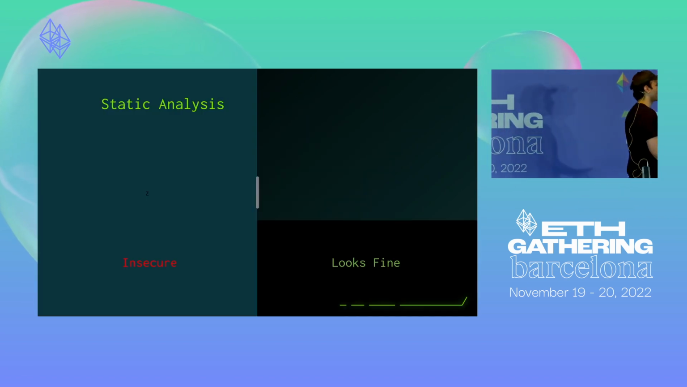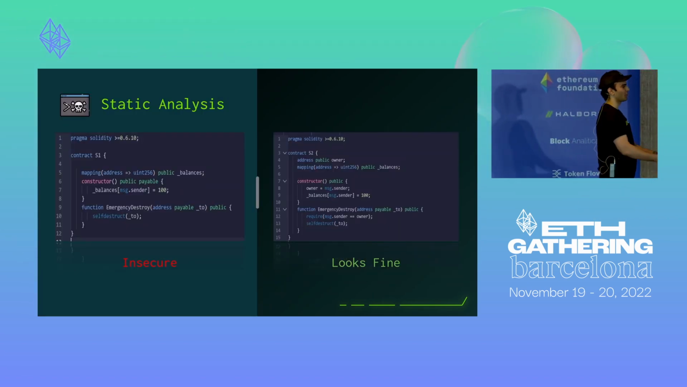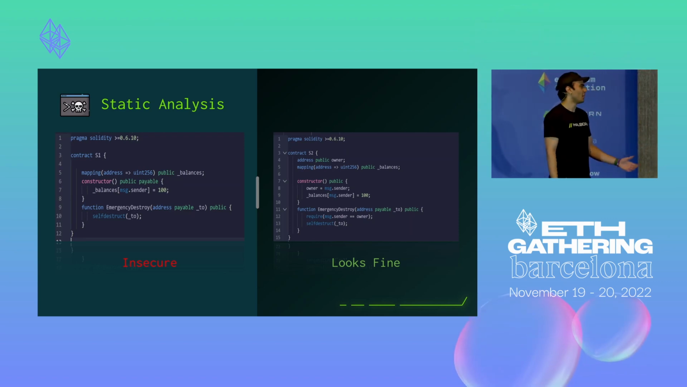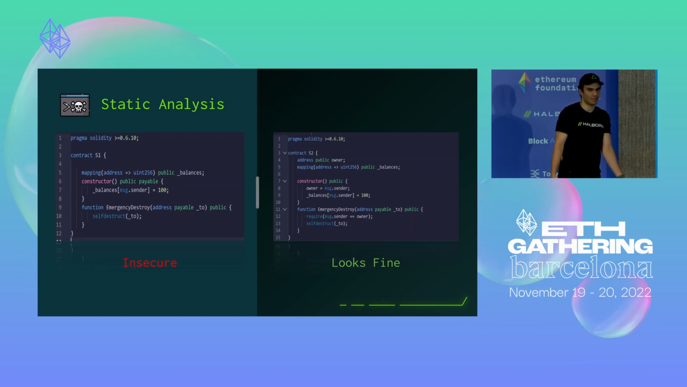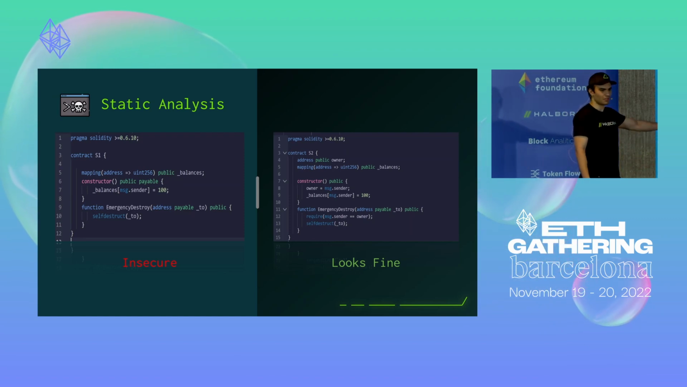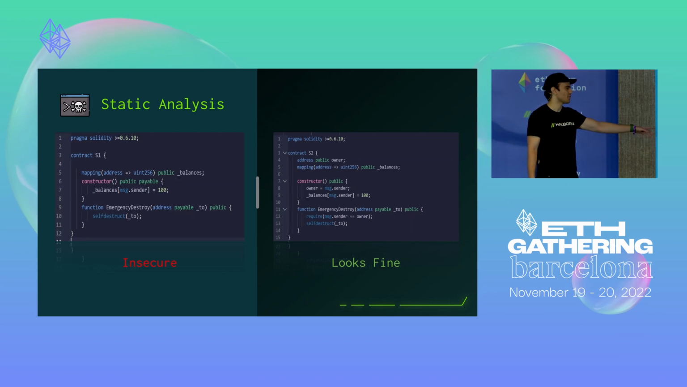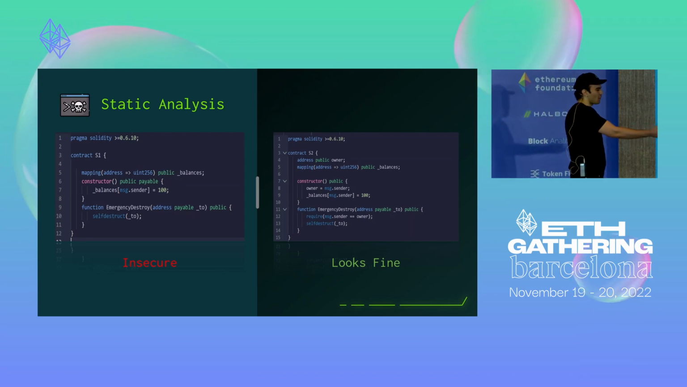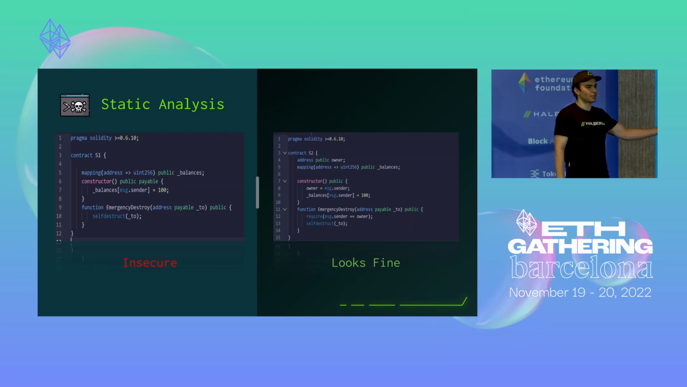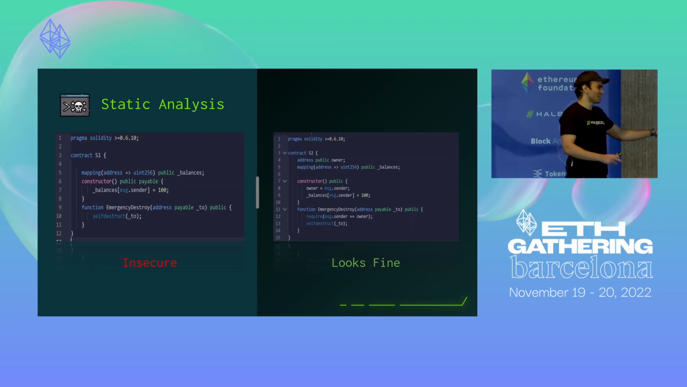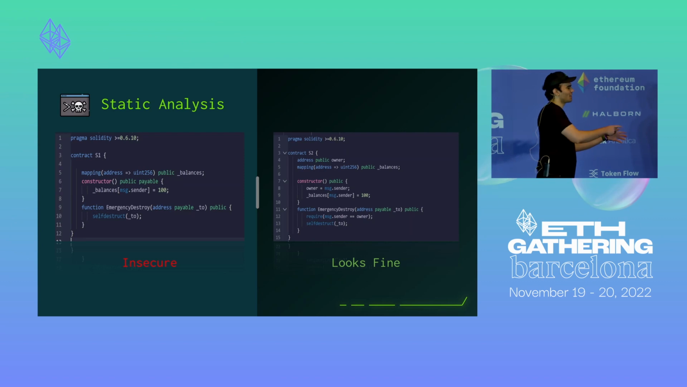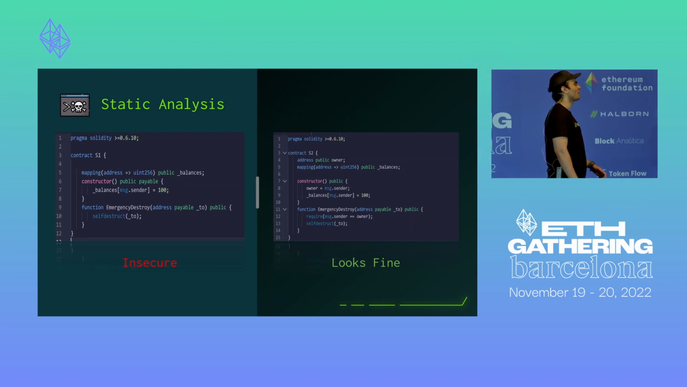So, static analysis. The one right here is the insecure code, and this one just looks fine. I'll tell you why. This one is a public function calling selfdestruct. You can just destroy the contract and send all the funds to the address you're supplying to this function. But in this one, only the owner of the contract can destroy the contract. This actually looks fine, though it could be a rug pull, but in terms of security, this one is insecure and this one looks fine.